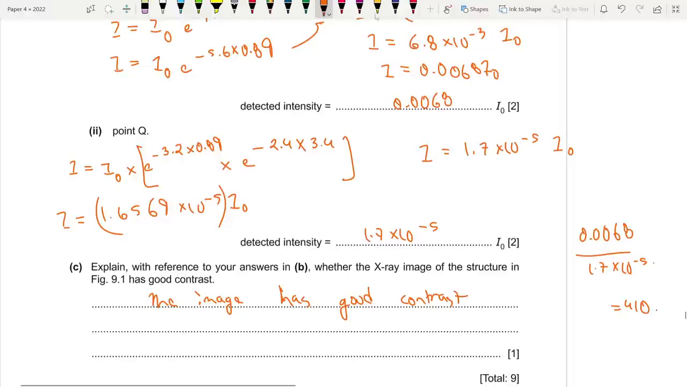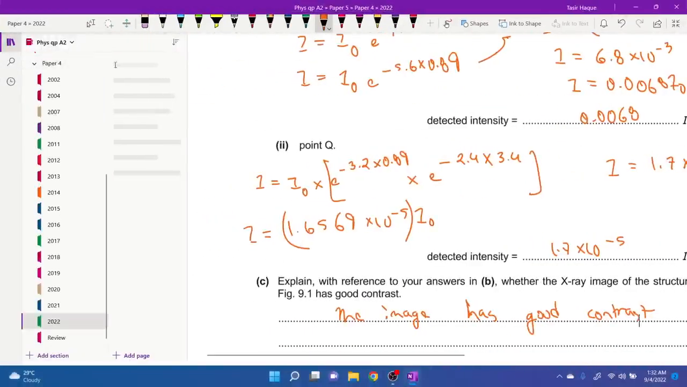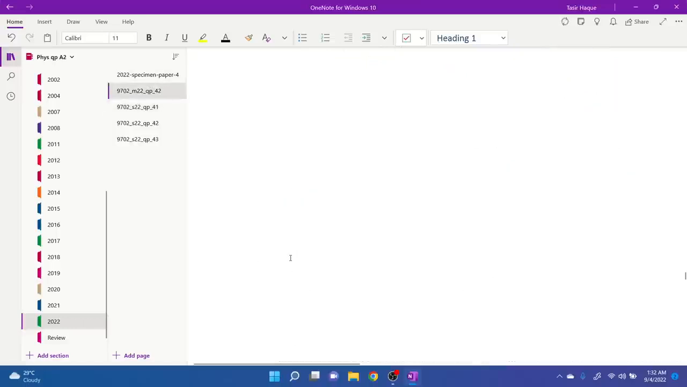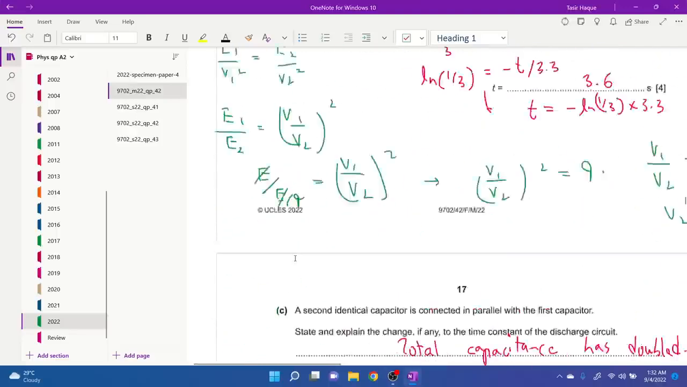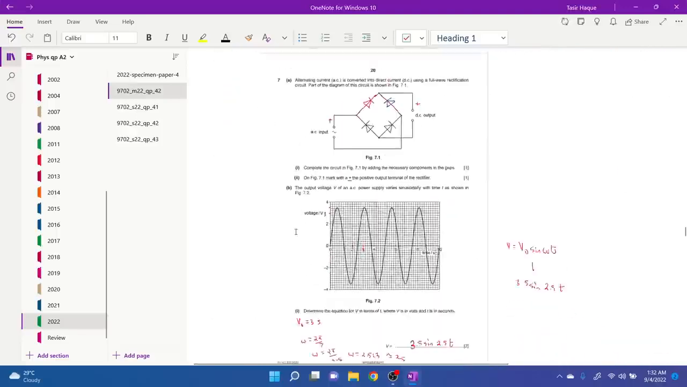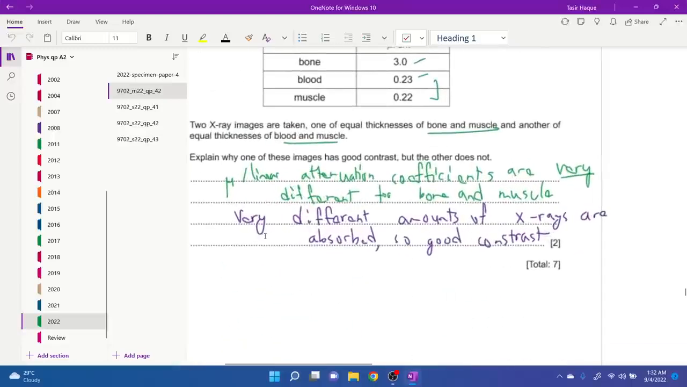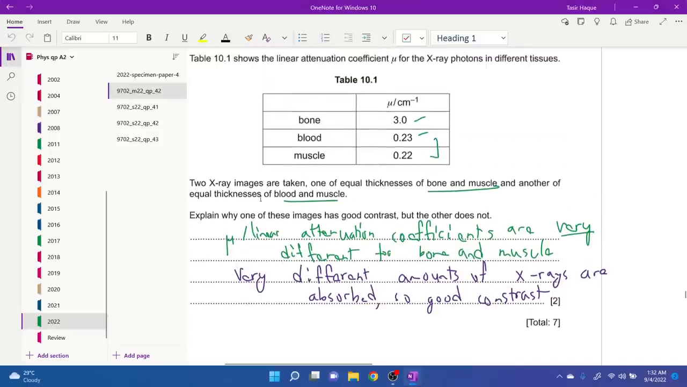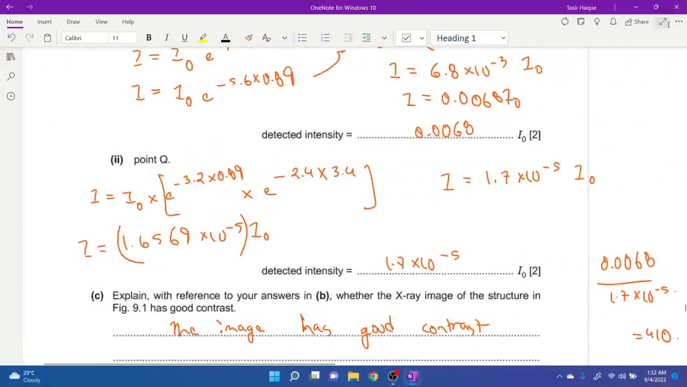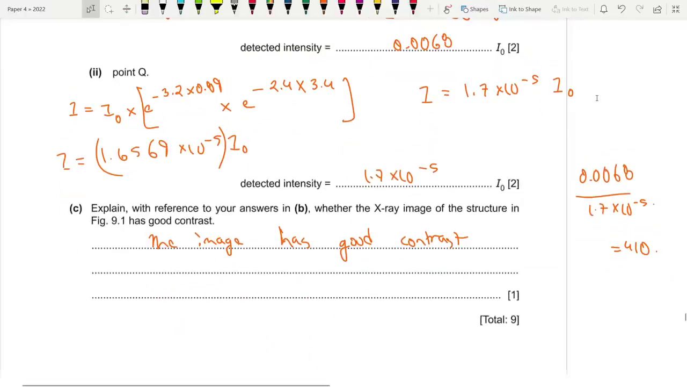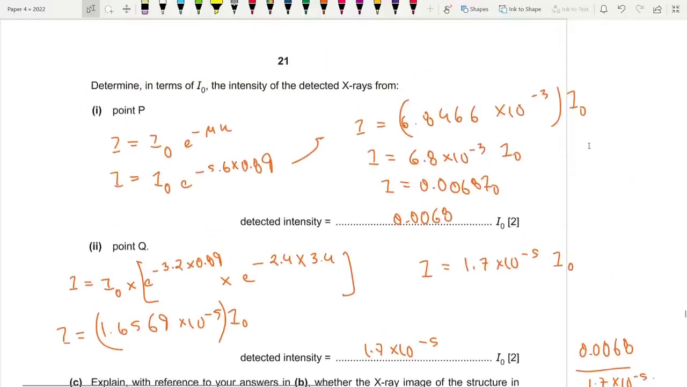Why? We had a similar question in February, March 2022. If you guys want to see, wait, let me show you. The question in February, March 2022 was very similar. But there we talked about the linear attenuation coefficient. Here we aren't talking about that. We're just talking about this, because we can say that in the mark scheme they just said comparison of intensities or values in B.